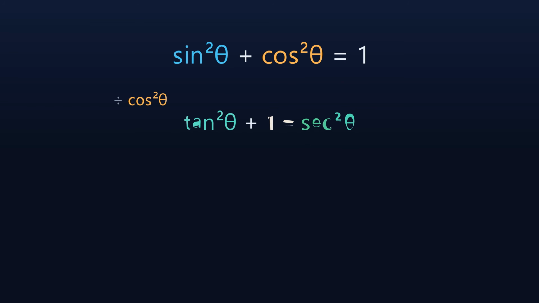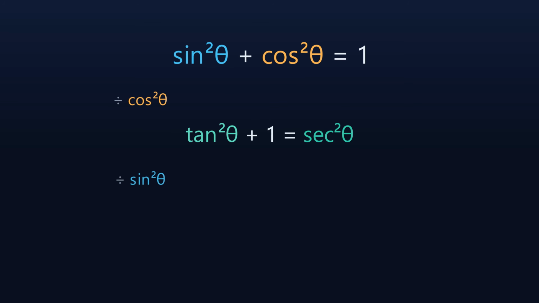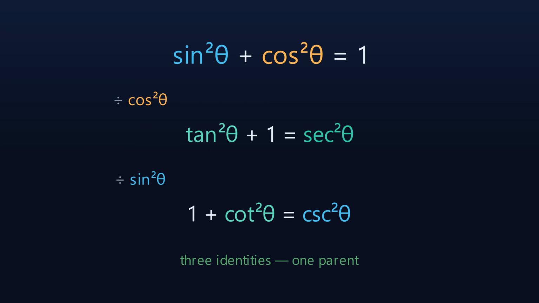Divide that identity by cosine squared and a second one pops out. Tangent squared plus 1 equals secant squared. Divide instead by sine squared and you get 1 plus cotangent squared equals cosecant squared. 3 identities, 1 parent. From now on, whenever you get stuck, this little family is your escape hatch.